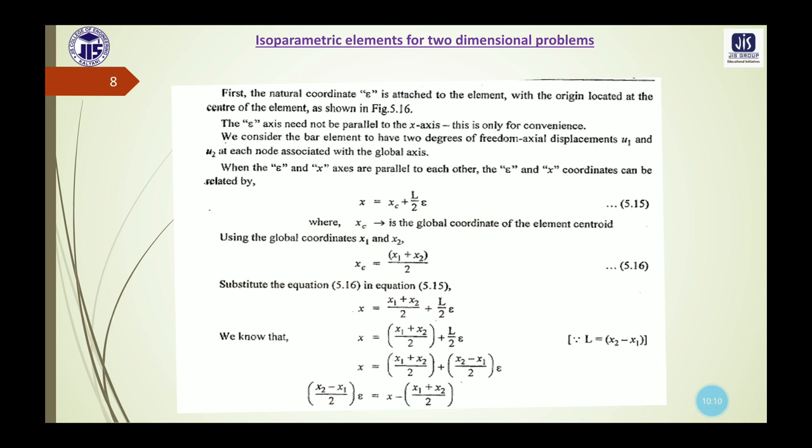Now if we substitute this value of xc in equation 5.15, then we can write x equals x1 plus x2 by 2 plus L by 2 into epsilon. Again, you know that L equals x2 minus x1. And this concept we applied in the earlier lecture while considering the natural coordinates of 1 and 2 dimension.